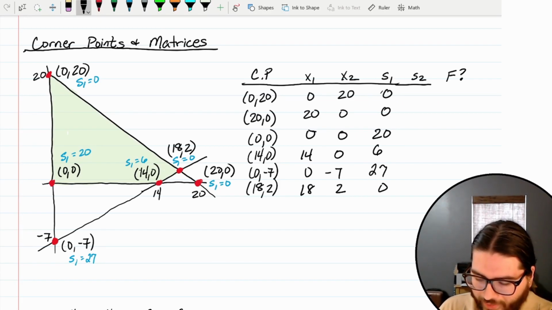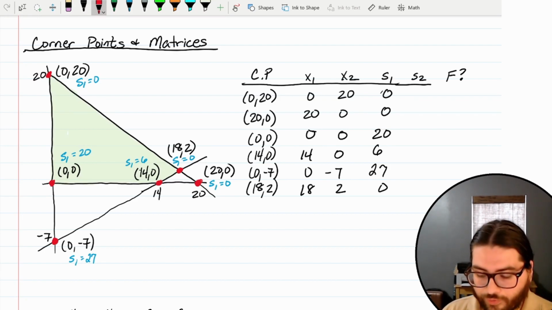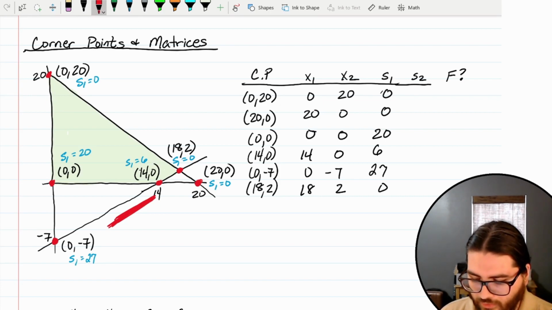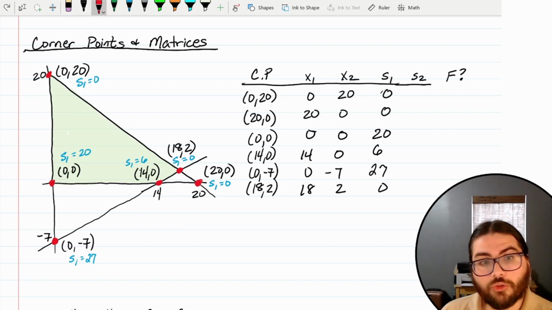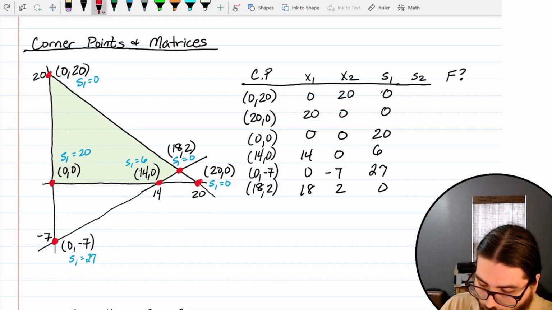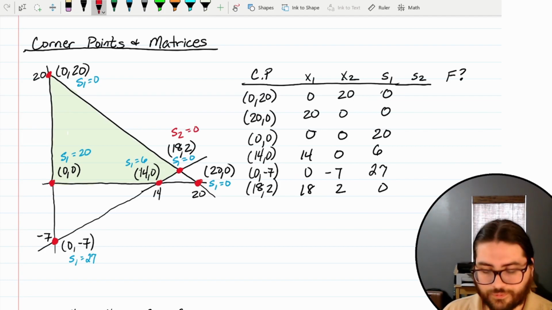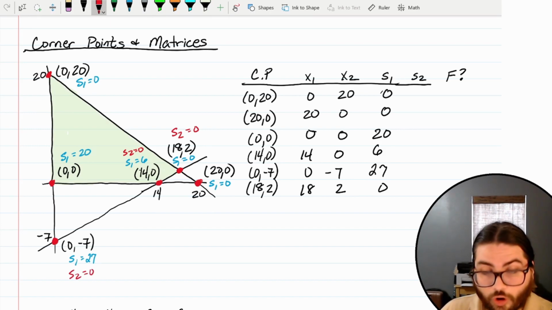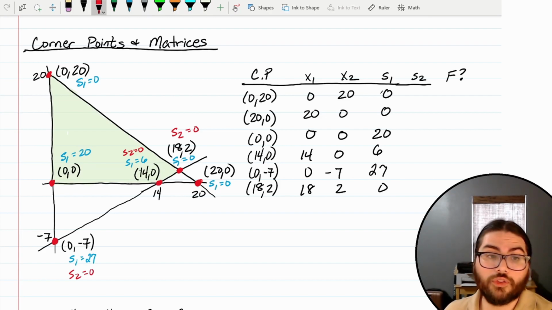Now let me talk about slack 2. Slack 2 is how far I am from this line, right? The equals 14 line. Well, again, some of these points are on the line. So like this point, 18, 2 is on the line. So there is no slack. S2 equals 0. Same thing for this point, S2 equals 0, and this point, S2 equals 0. They're on the line. That's the whole point. If you're on the line, there is no slack.